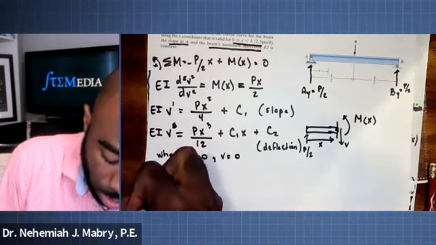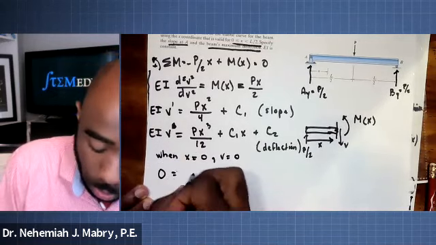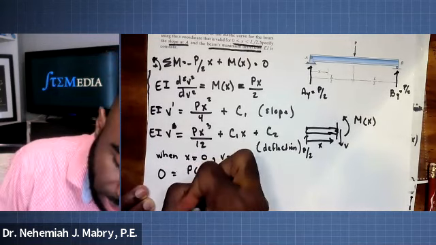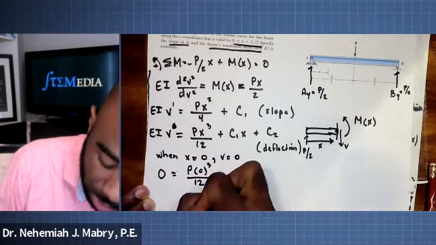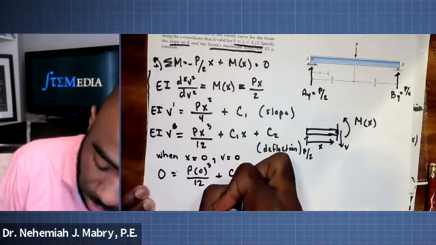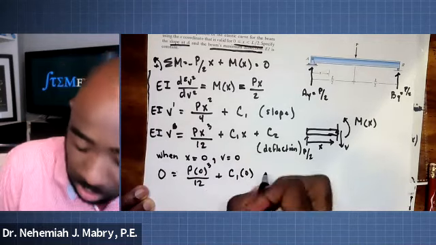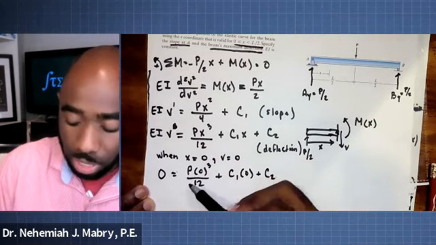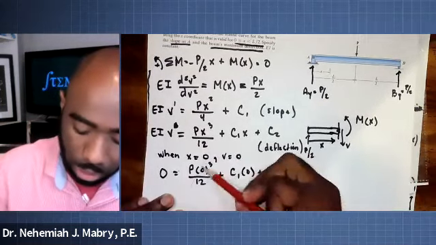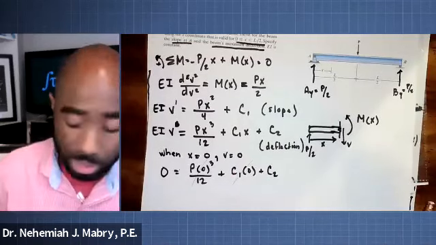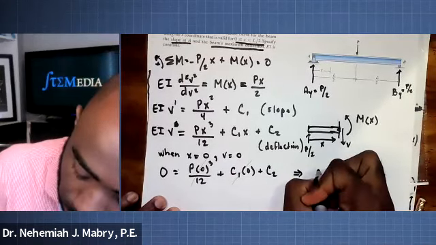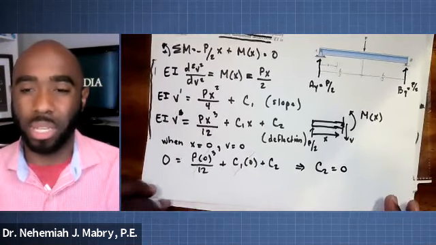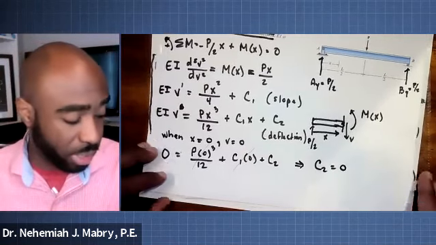So the deflected shape is equal to 0 when P times plugging in 0 for X to the third over 12 plus C1 plugging in 0 for X plus C2. So now this cancels out. This cancels out. And what does that then tell us about C2? Well, it tells us that C2 is equal to 0. Make sense? That was a pretty easy boundary condition.